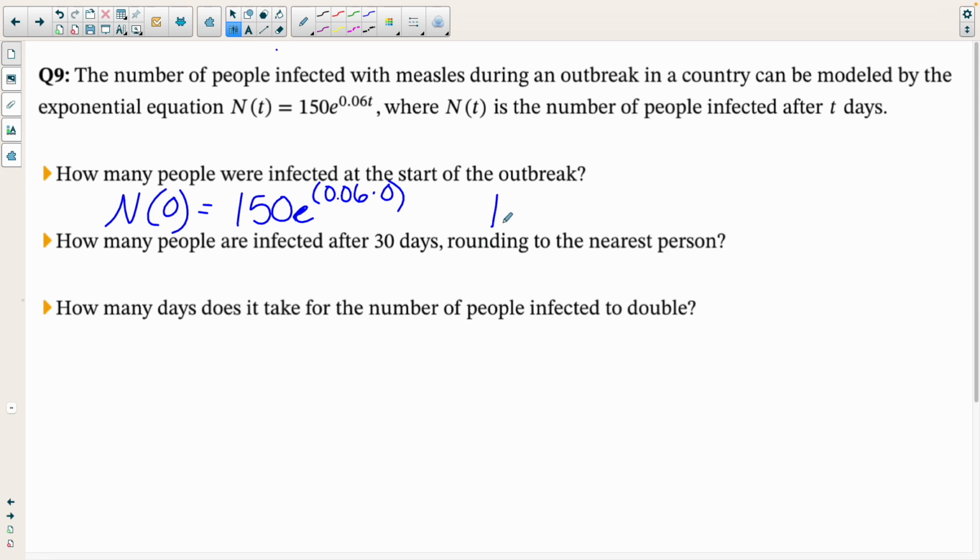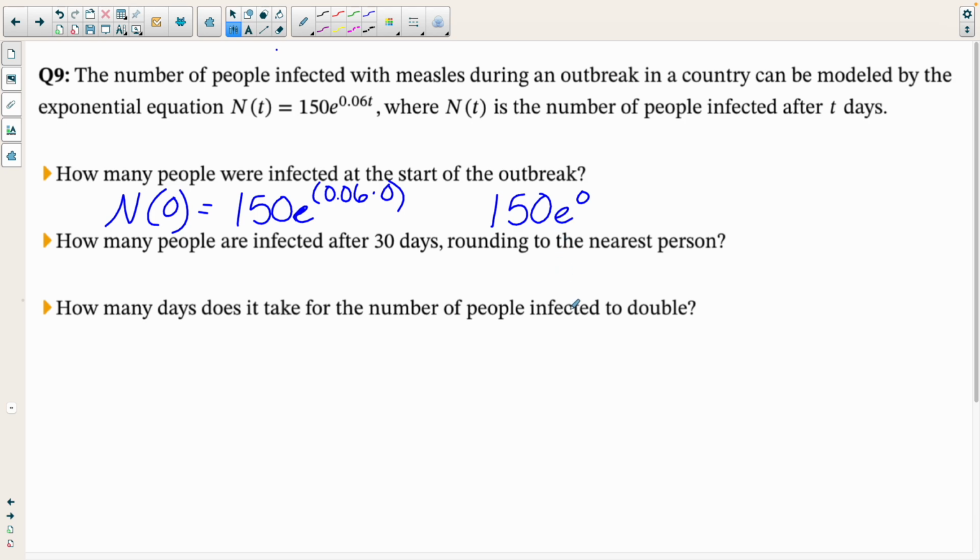Now, 0 times anything is 0. So I would be getting 150 e to the 0. Okay, so this can actually be evaluated quite easily without a calculator. Okay, remember that 150 is not the base. This is the coefficient. We're going to multiply that after.